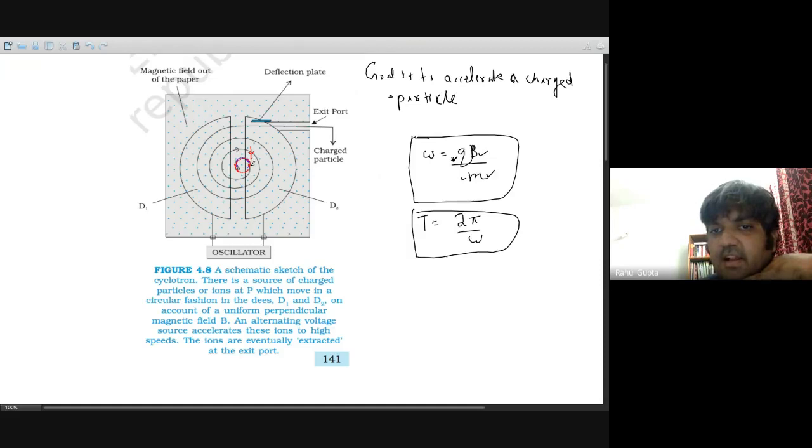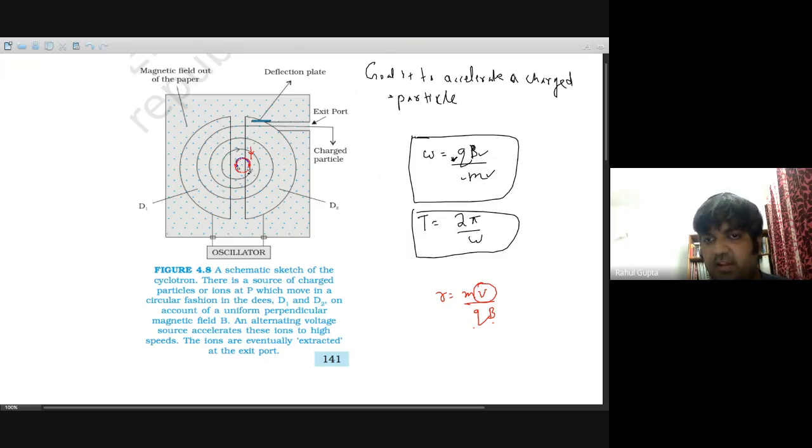Now, what will happen to the charged particle in an electric field? It will experience a force, an electric force, not a magnetic force. Yes or no? As a result, its velocity in this direction will increase. So your R equal to mv by qB, so your v will increase. M, q and B are constant. The magnetic field is constant, it is not changing.